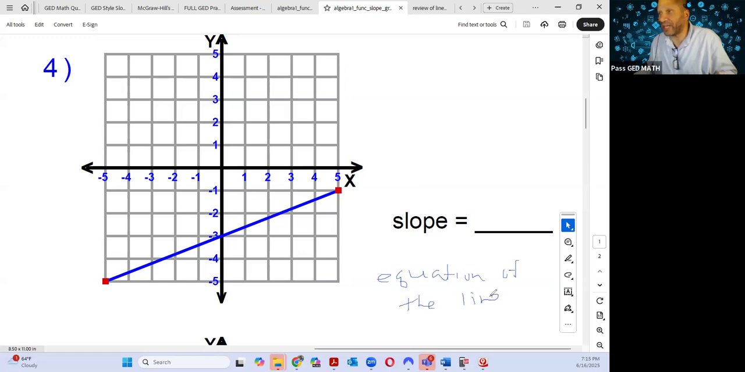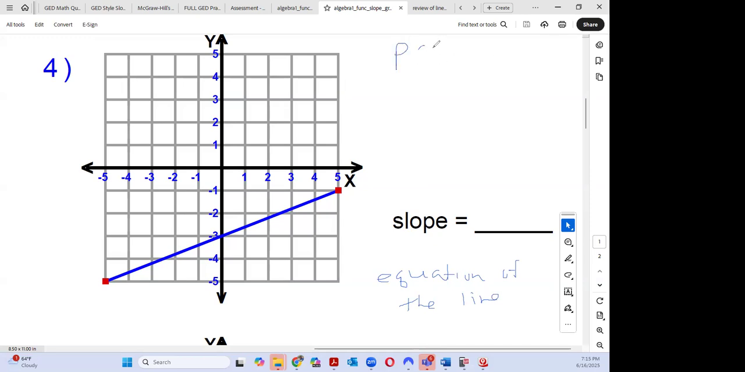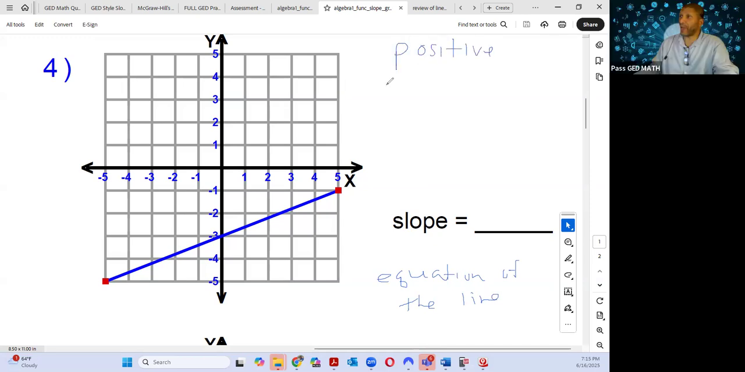Now, we're walking through the same steps. Is this slope positive or negative? Positive. It's positive. What's my y-intercept? -3. -3. So I'm going to use that as one of my points.